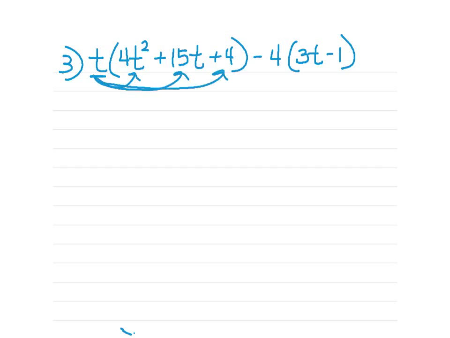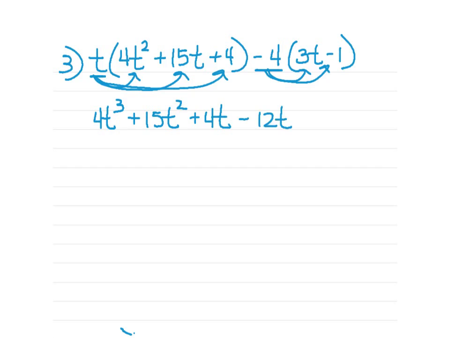So t times 4t squared would be 4t cubed. T times 15t would be positive 15t squared. And t times positive 4 would be positive 4t. And now here we're going to distribute the negative 4 to each of the terms within the parentheses. So negative 4 times 3t is negative 12t. Negative 4 times negative 1 is positive 4.